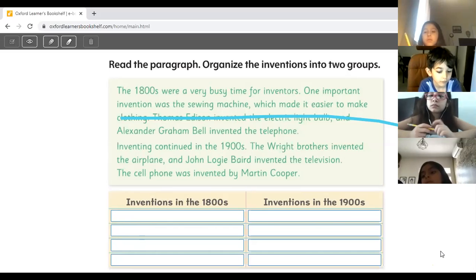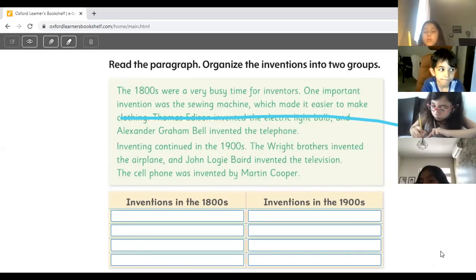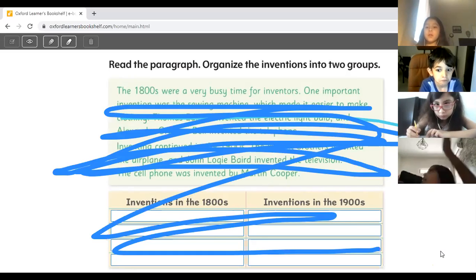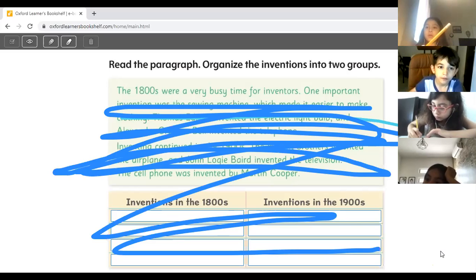Thank you. Okay, children. Time is running out, children. So I want you to finish this chart, okay? In your house. Finish this chart in your house. Inventions in the 1800s and inventions in the 1900s. Children, don't draw on the presentation, please.